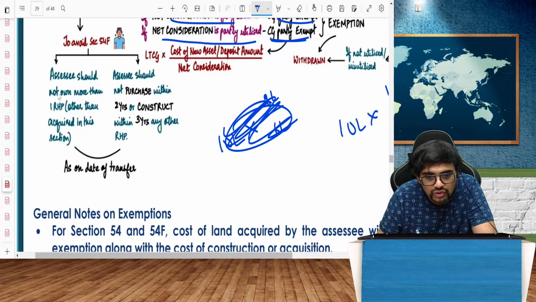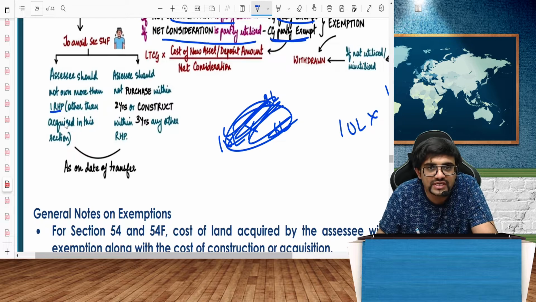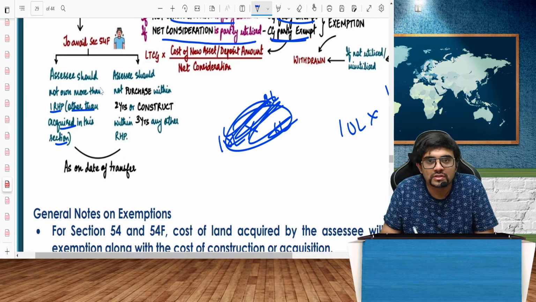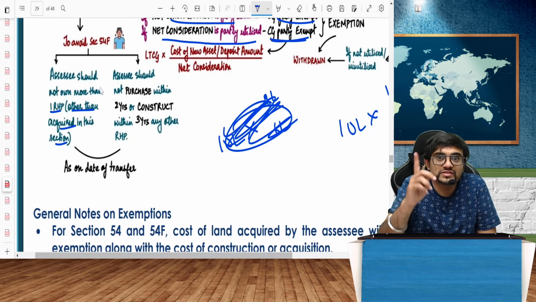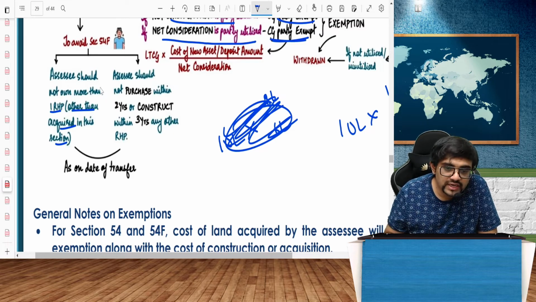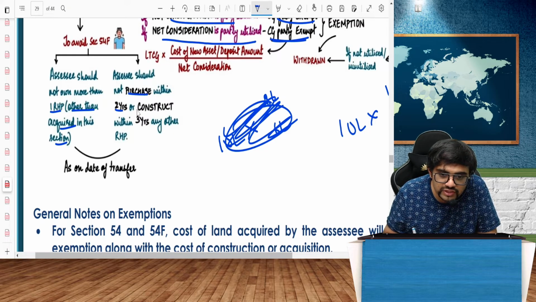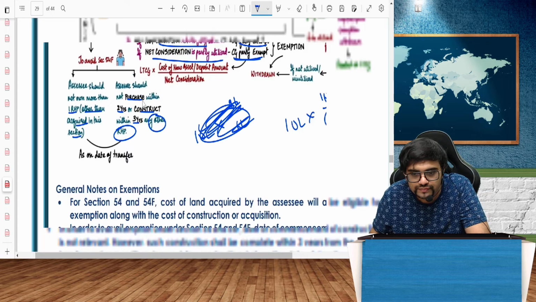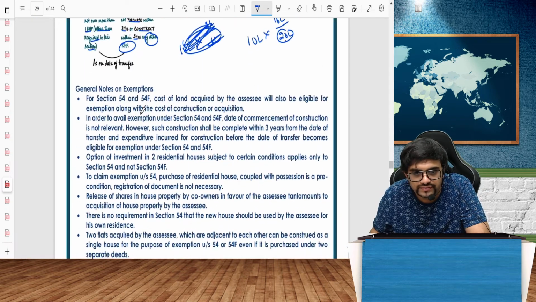The assessee should not own more than one residential house property other than the one acquired in this section, which means you should have one more. That's it, maximum. Not more than 1, which means 1 plus 1 you should have already had. It's okay. Maximum allowed is 2. An assessee should not purchase within 2 years or construct within 3 years any other residential house property apart from this. These are the 2 conditions you should satisfy as on the date of transfer.